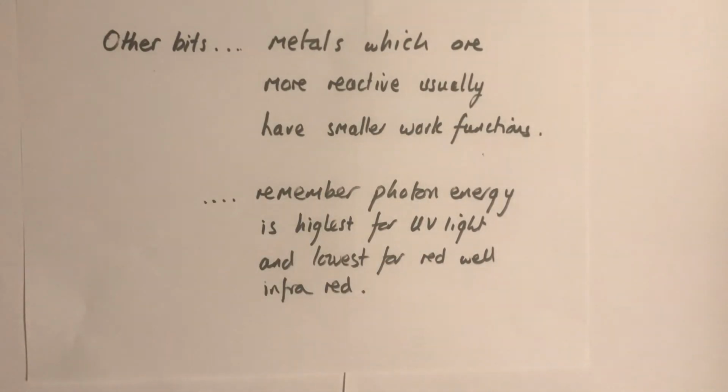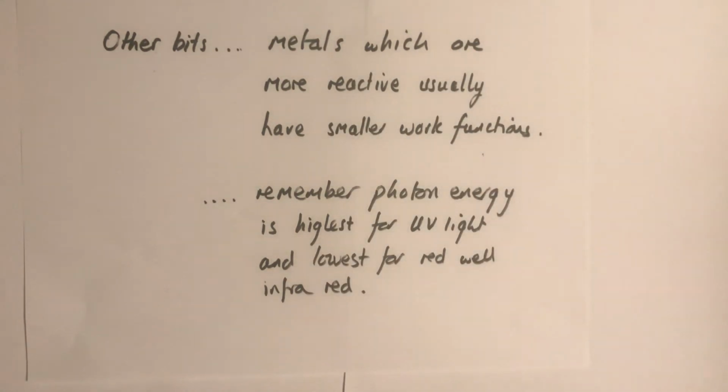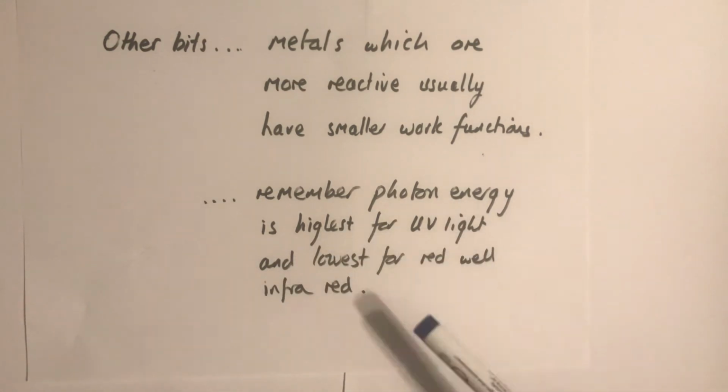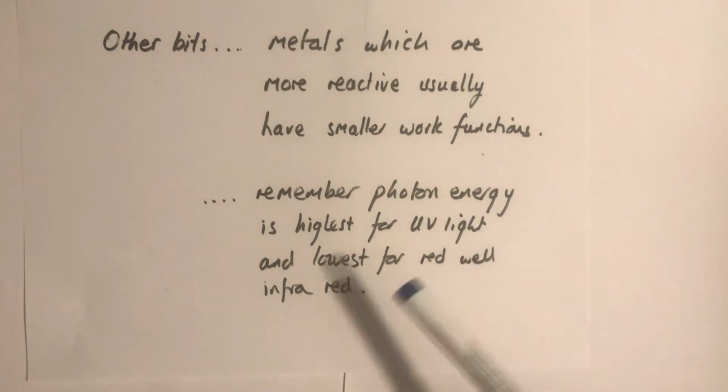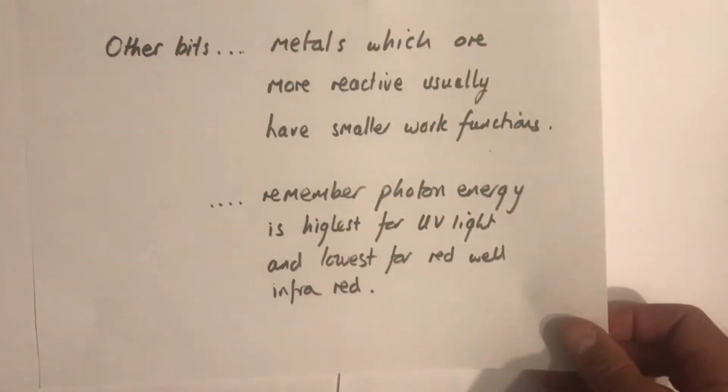Now, just a little bit of an observation. Metals which are more reactive generally have smaller work functions because it's easier to take that first electron off them. And remember, photon energy is the highest for ultraviolet and blue light, violet light, and lowest for red light and infrared. These whole kind of categories of experiments can't really be done far outside. So you can't do this with X-rays or gamma rays or anything, and you can't do it with radio waves or microwaves or anything. So you can only do it the way things are actually constructed in terms of shining lights that you've made with things that are not too far from the visible spectrum.